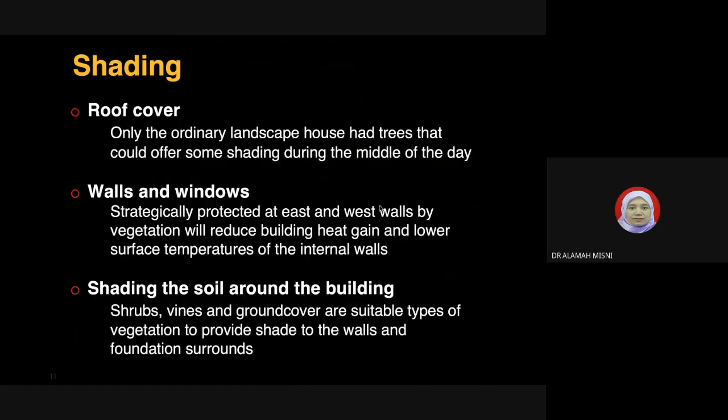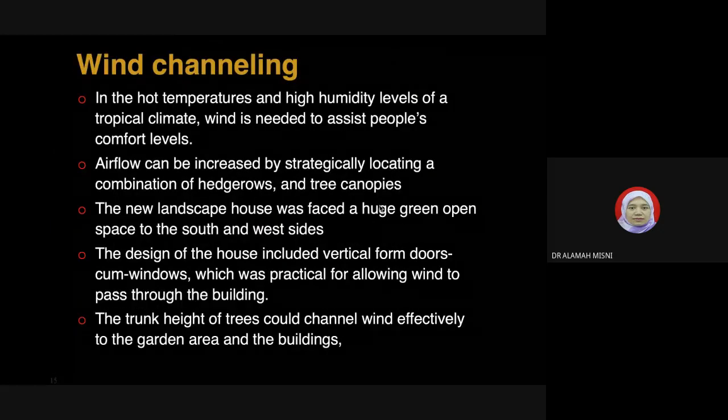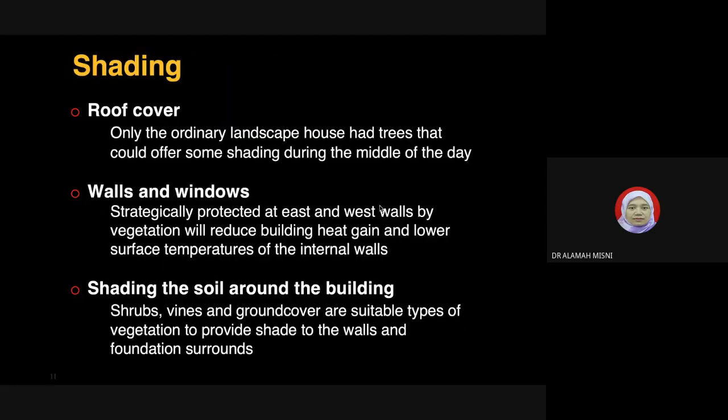Next, okay, shading. This is actually my finding, Prof. Wan. I summarize my finding. Previous slide. Okay, this is my finding. The shading is for roof cover, walls and windows, and shading of soil around the building. So these three categories of combination located around the house actually influence the thermal performance of the house. Okay, next.